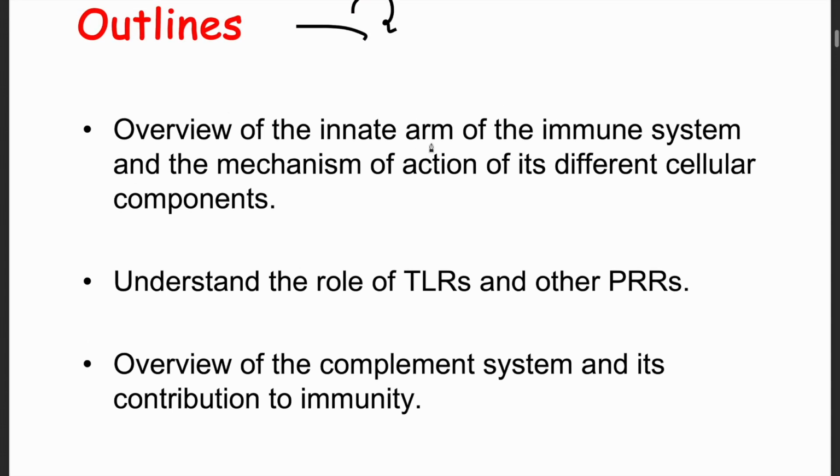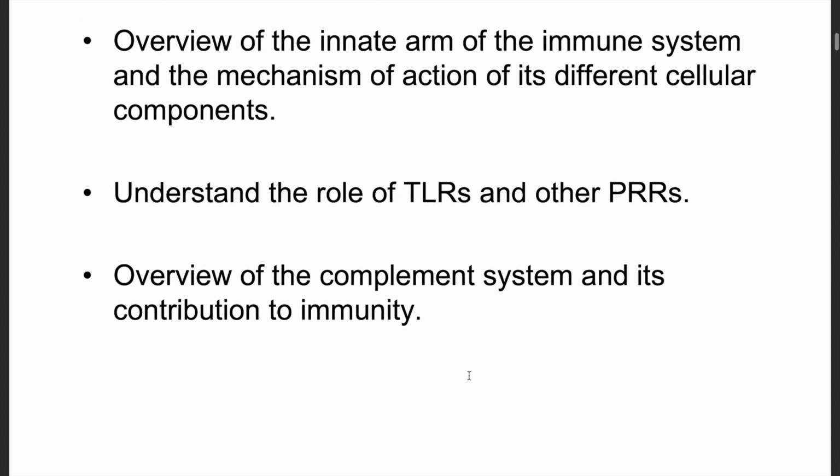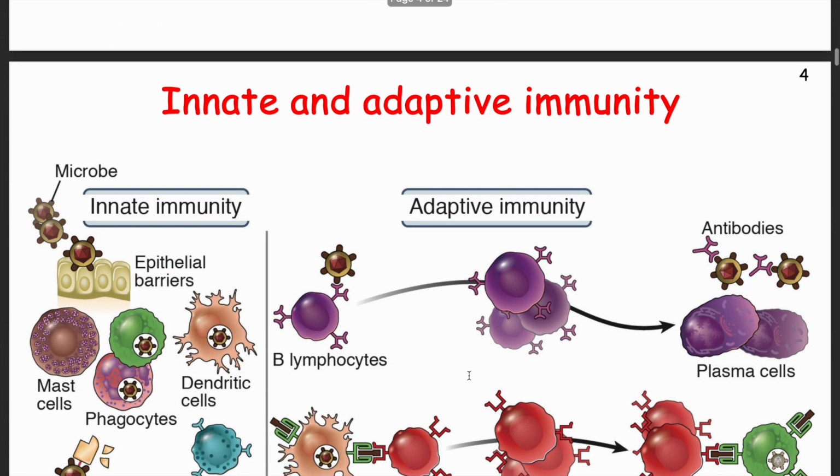We're going to talk about overview of the innate arm of the immune system and the mechanism of action. We're going to understand the role of toll-like receptors and other pattern recognition receptors. We're going to talk about an overview of the complement system and its contribution to the immunity.